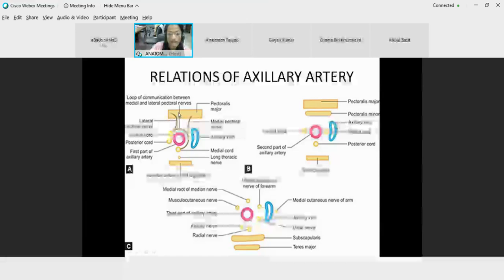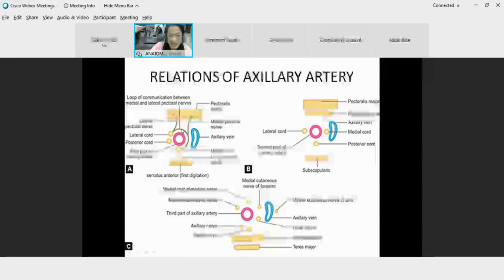Out of that, when you learn about the pectoralis major and pectoral region, the clavicular head of the pectoralis major muscle is related anterior to the first part of the axillary artery. Then you can see a loop of communication between the medial and lateral pectoral nerves. This is the medial pectoral nerve, and this is the lateral pectoral nerve. These are the nerves supplying the pectoralis major muscle.